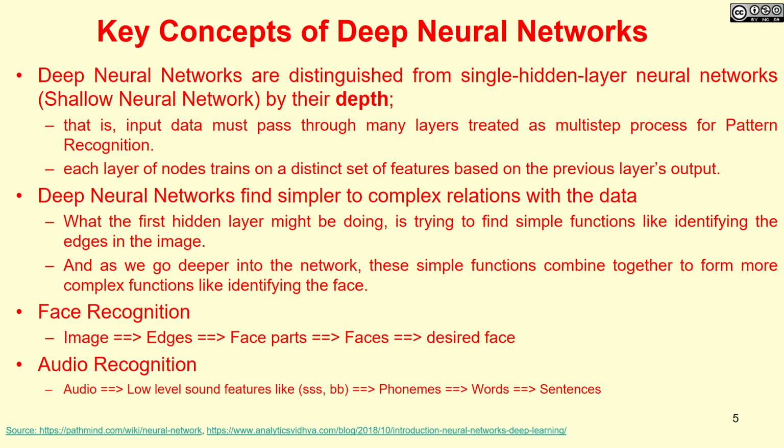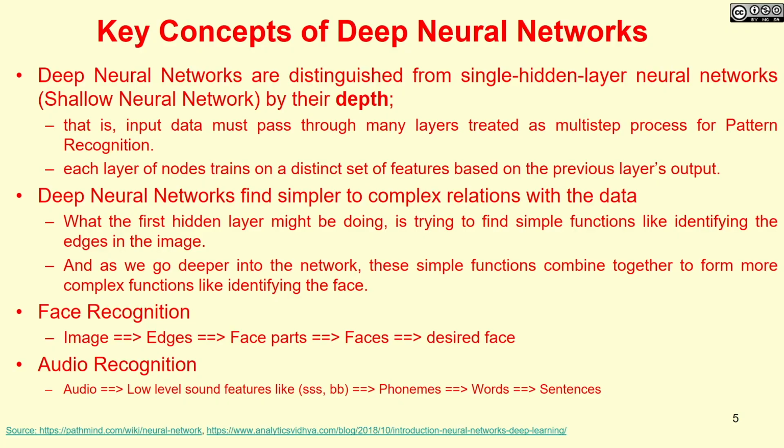So, how is this deep neural network working? This deep neural network finds complex relationships in the data. So, what might the first hidden layer be doing? It is trying to find some simple functions like identification of edges in the image, or identification of the corners, or identification of the templates. So, those kind of very basic preliminary tasks. As we go deeper into the network, these simple functions in each and every layer are combined together to form a more complex function like identification of the face. So, this is what the deep neural network is doing.